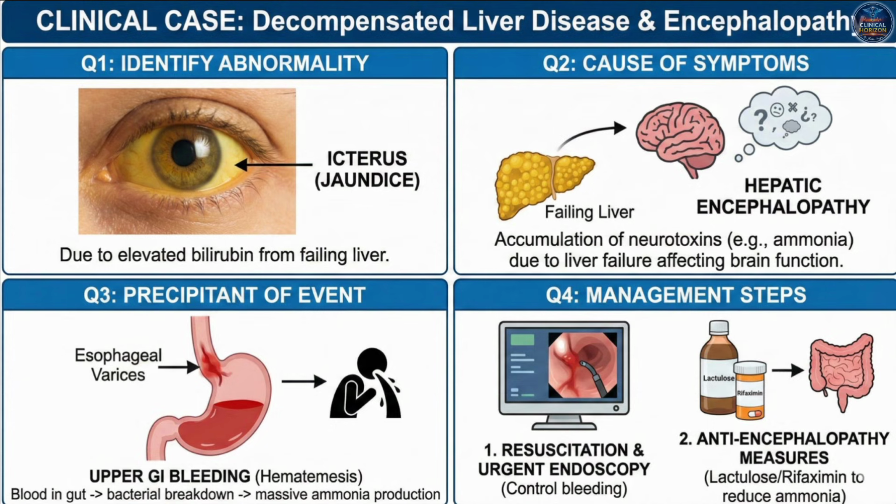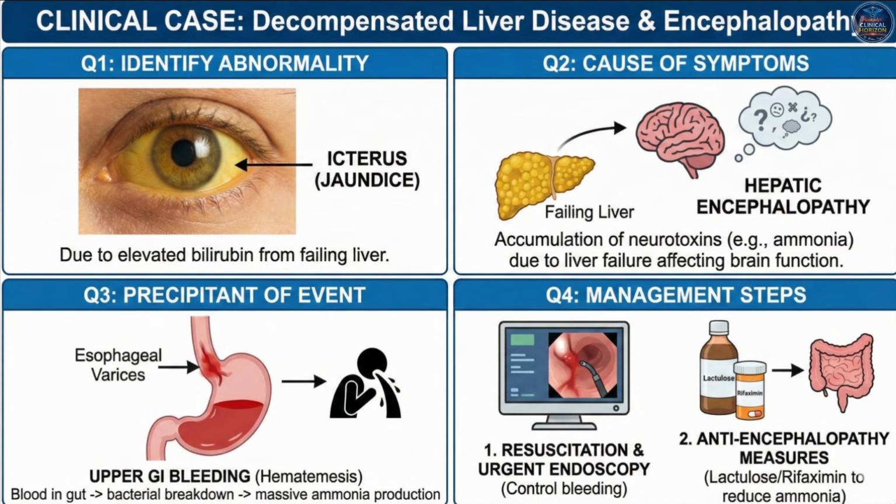Now the third question asks, name the precipitant of such event. The question asks, what triggered the encephalopathy right now? The vignette told you exactly when it happened, following an attack of hematemesis. You must understand why bleeding causes coma in liver failure patients.